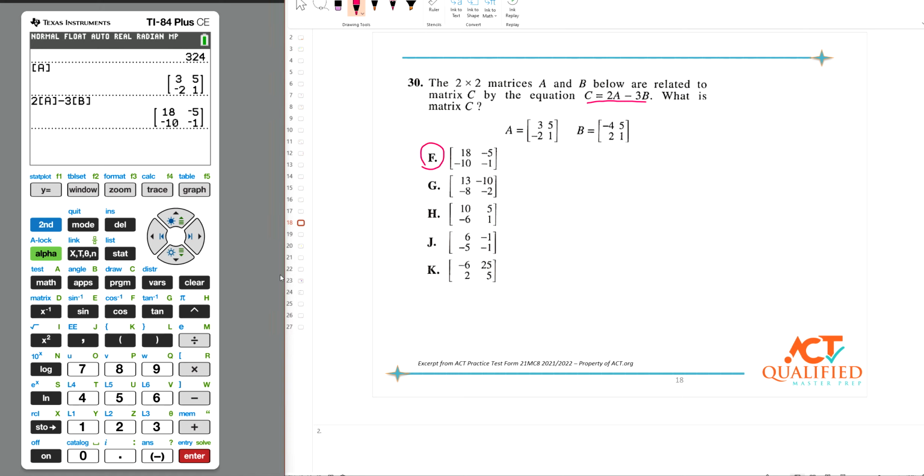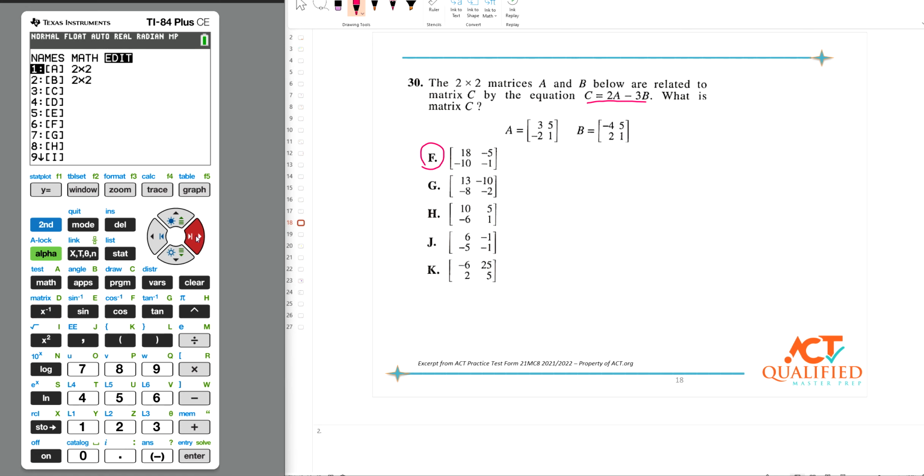A couple things before I let you go. I want to make certain that I was clear in showing you how to enter this matrix, and I probably did that a little bit too fast. So we are going to press the second key and this X raised to the -1 key here because we are trying to get to matrix. That brings up the matrix menu. We are next going to tab over to edit, and we want to edit matrix, let's say C this time. So press 3 for matrix C.